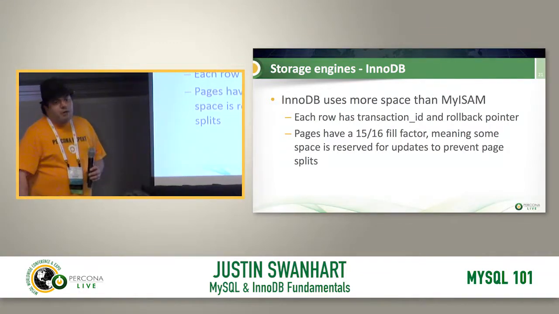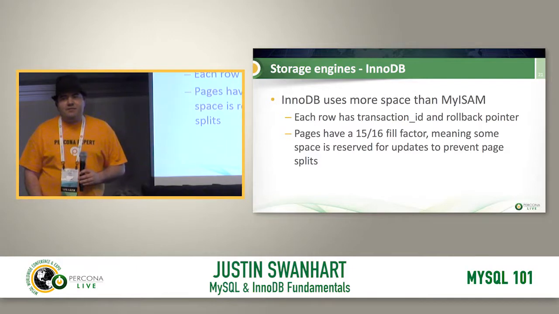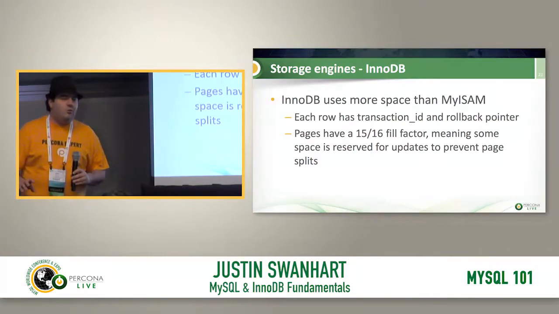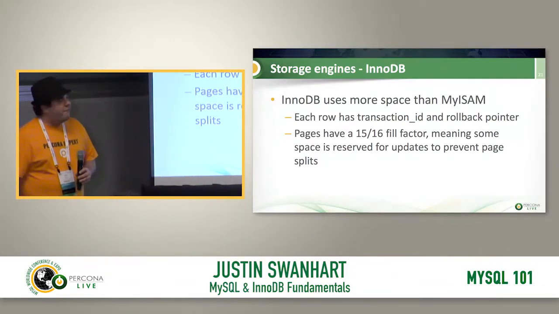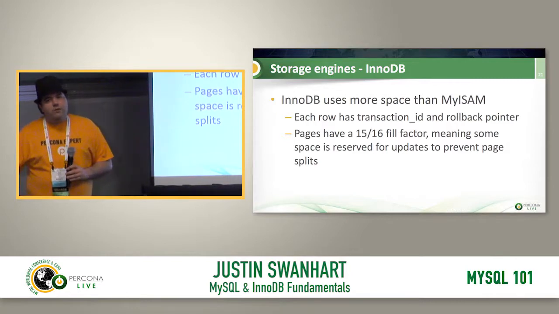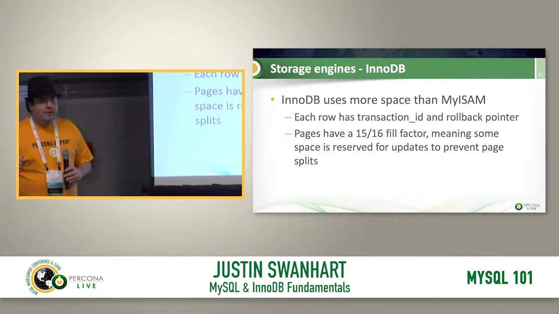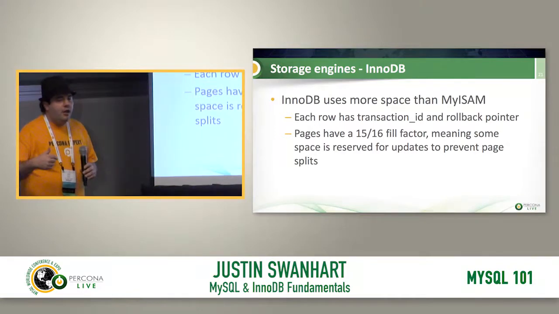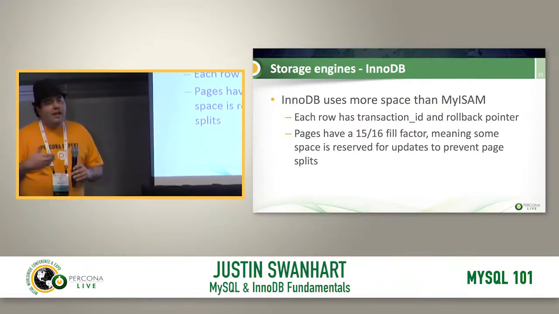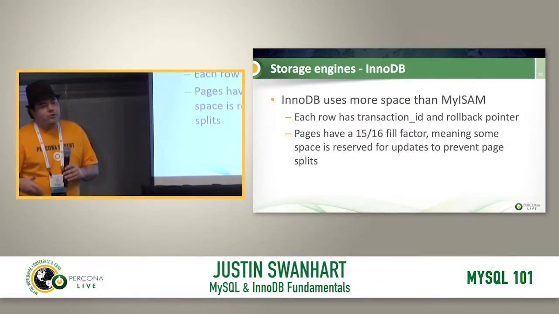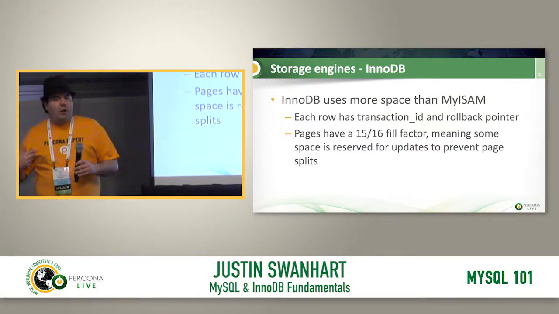This one's kind of a bummer. InnoDB uses more space than MyISAM. It usually uses at least twice the space of MyISAM, and it's because all of the rows have to have a transaction ID in the row. And this is so it can get a consistent view over time. Like I said, when you come back and you run a select an hour into your transaction, you have to see the data at the same state it was that hour ago.